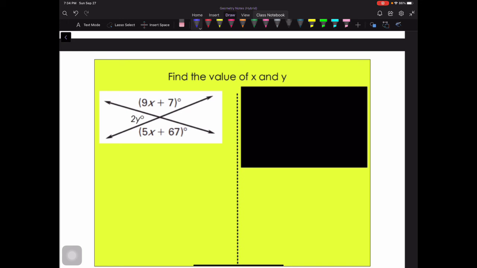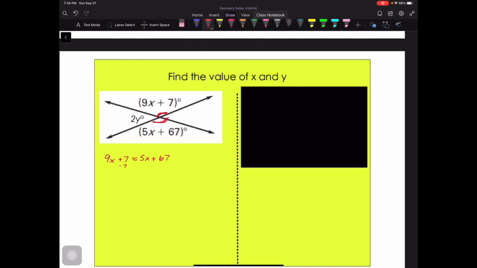But we do know, hopefully, that this angle formed here and this angle formed here are vertical angles, which we just talked about are congruent, meaning they are the same, they are equal. So that's going to be our setup. We can say that 9x plus 7 equals 5x plus 67, okay, because they are vertical angles.